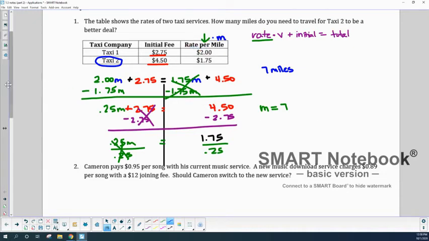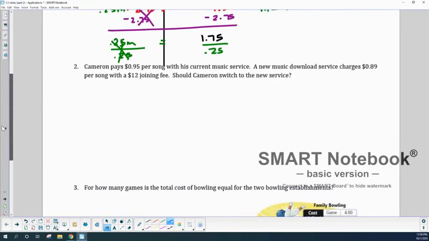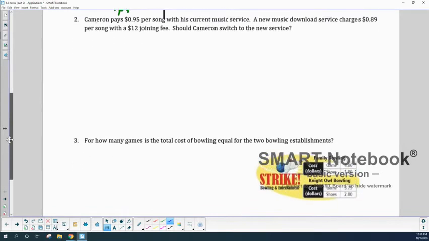Okay. What I want you guys to do is take a look at questions 2 and 3. These are very, very similar. One is about music service, like a Spotify type thing or something like that. And the other is about going bowling at 2 different places, and we're going to compare them. So I want you to try to set up your equations for that and just see if you can come up with the correct equation. I don't need you to solve them right now. We're just going to set them up. So go ahead, pause the video and try to do that. And then when you finish, come back and just check your equations. I'm not going to work through solving them. I just want to see if you can set them up.